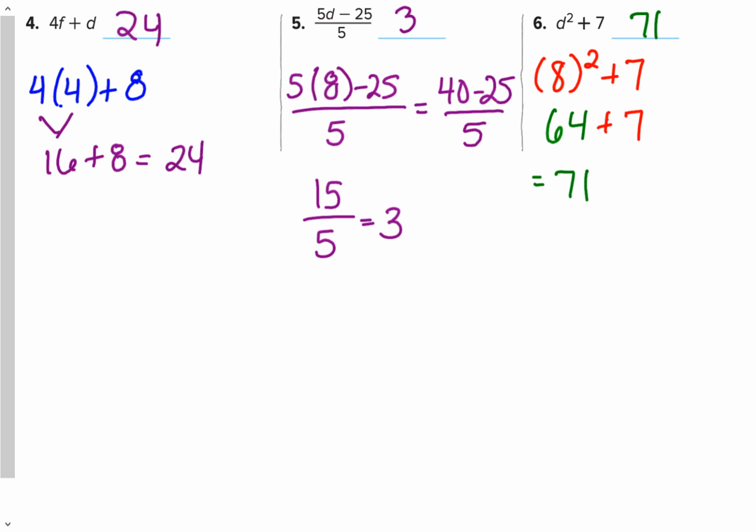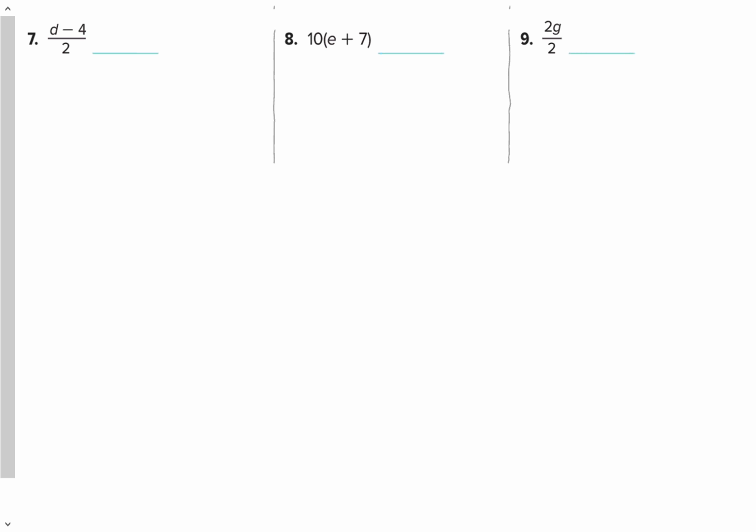All right, here's our next ones. We're going to substitute our values first. So we've got 8 minus 4 over 2. We're going to evaluate our 8 minus 4 first, and that's 4. So that equals 2. Okay.